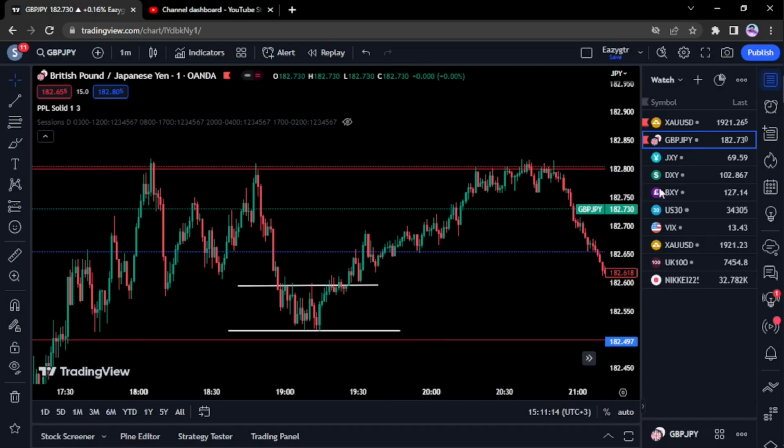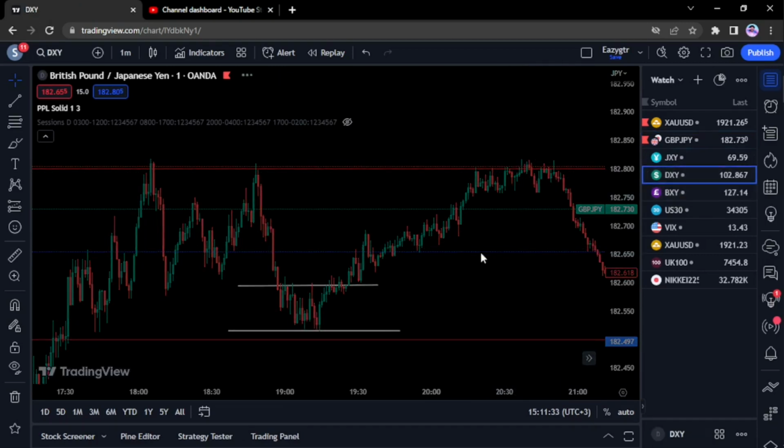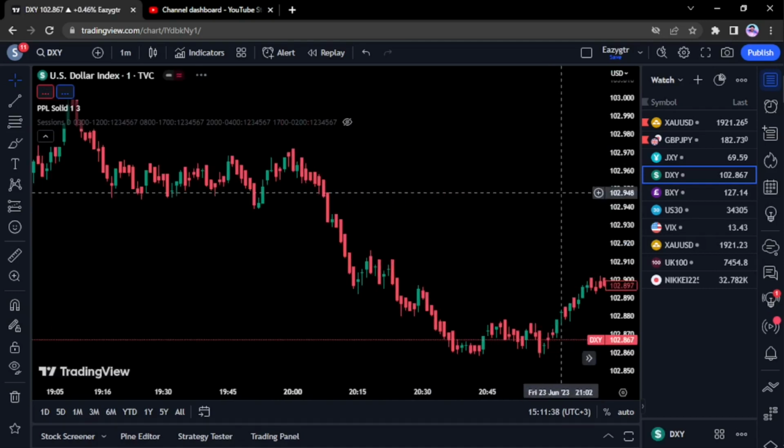So as you can see from this side, we have the VIX, we have the equities, we have US30, you have the DXY. This is just the dollar index, Japanese yen index, the British pound index. So I just used this for correlation. So you can see the DXY, which is the dollar index.